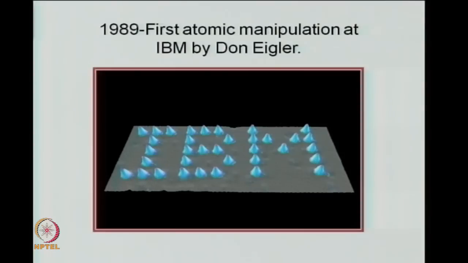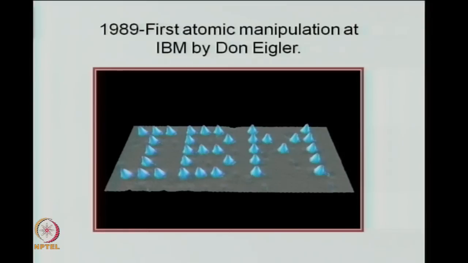nanoscience and nanotechnology. This is a picture of the first writing using atoms done by IBM, where they could manipulate atoms. And this is really what we call the ultimate of nano engineering, where you can move atoms at your will and place them at your will. So, this IBM logo, which is written here, is made of xenon atoms, which the blue ones you can see are actually, they have manipulated xenon atoms on a nickel surface. And this was first time shown in 1989.